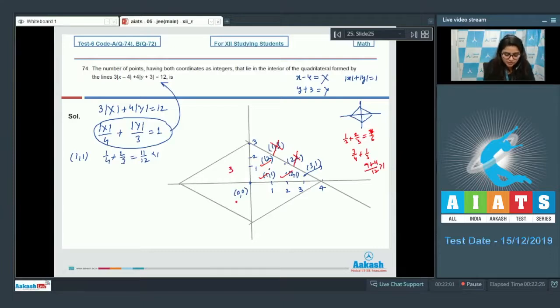So similarly 3 would be here, 3 would be here and 3 would be here. So 3 into 4, plus points whose are on the coordinate axis. So 3 would be here, so 6 plus 2, and 2 would be here, so 4, and plus 1 point is the origin. So just calculate 12 plus 10 plus 1, that is equal to 23. So you can see the number of points having both coordinates as integers that lie in the interior of the quadrilateral is 23. So answer is your 23. I hope you understand this question very well. Now move on to the next question.